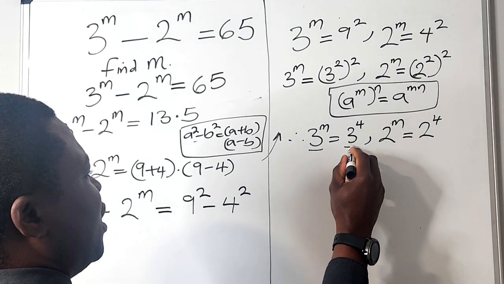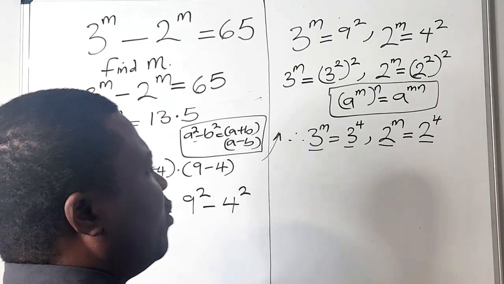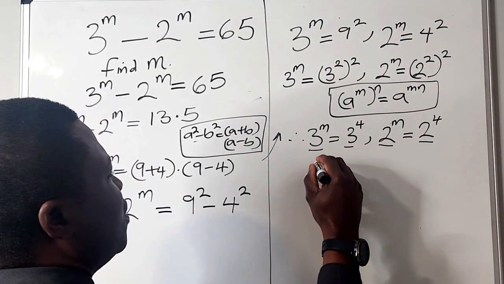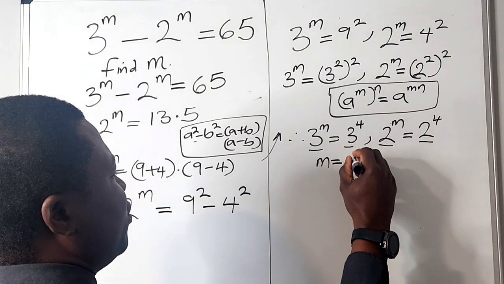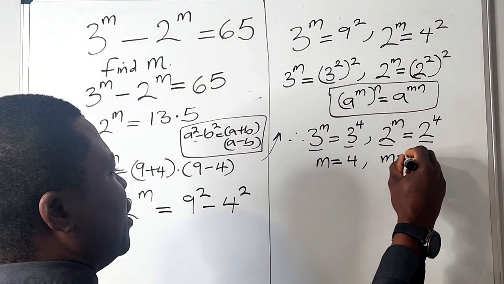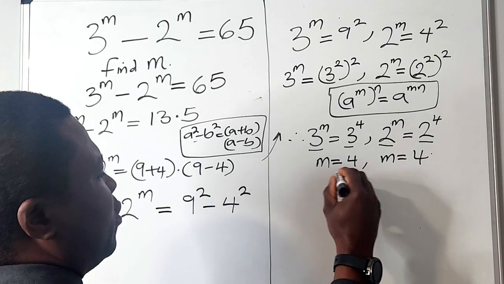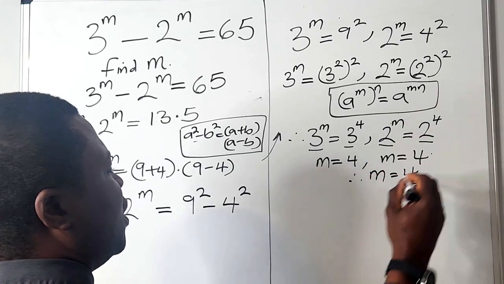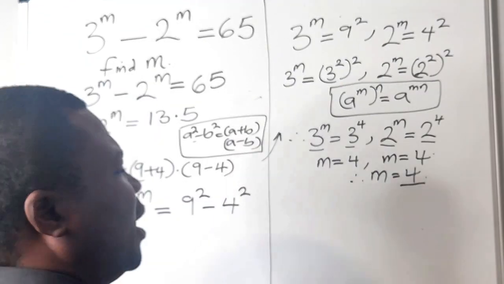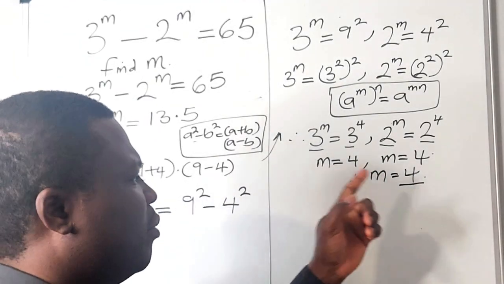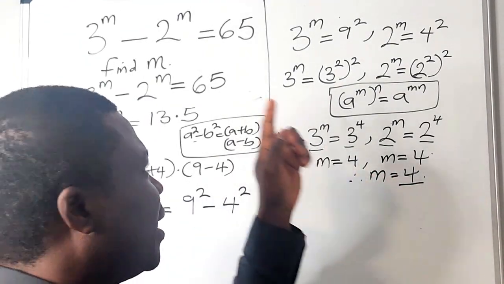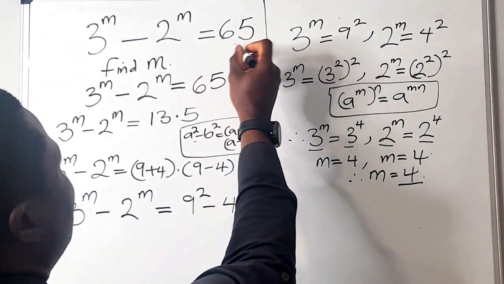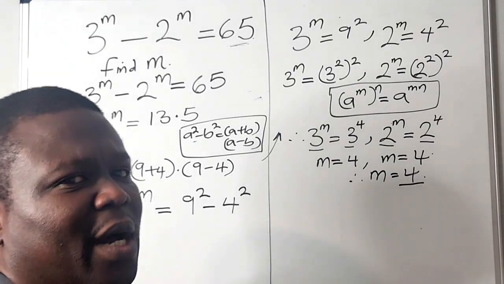So we have the same base, and therefore we can equate the powers. Okay, so our m here is equal to 4, and also m here is equal to 4. Therefore, the value of m is 4. Now, let's verify this answer by plugging the value of m back into the first equation to see if we will get 65 as our answer.